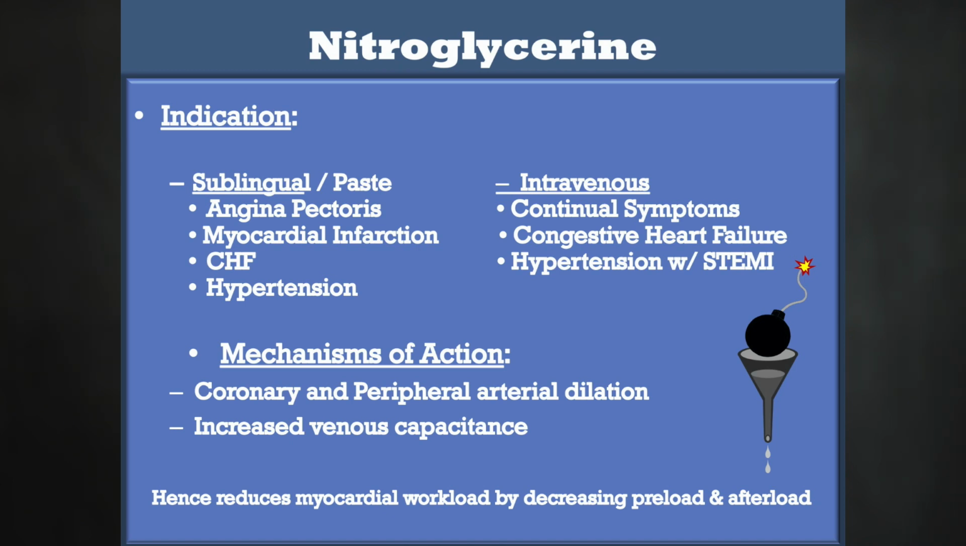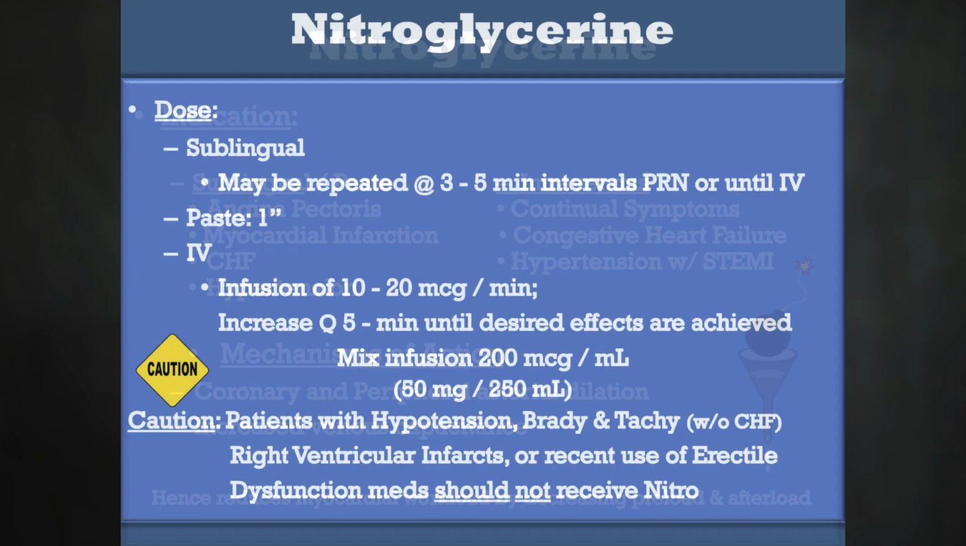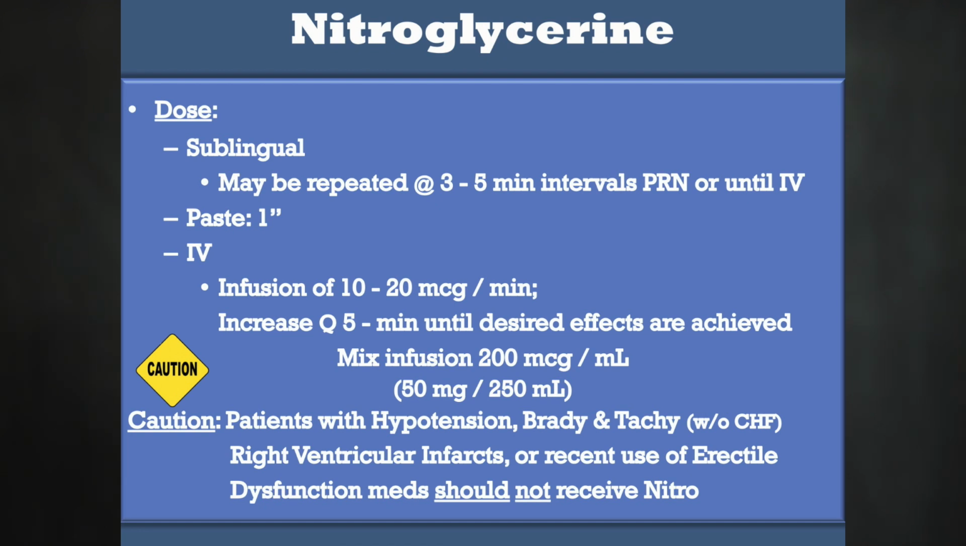We generally give the sublingual at 3 to 5 minute intervals, provided the blood pressure allows. And we do that up to about 3 times. Again, this will be physician preference. Paste is usually used at about a half inch to an inch at a time. And the infusions may be at higher doses of 10 to 20 mics per minute if you're using IV in your EMS system, your emergency department, or your cardiac floor. Obviously, you'll have a standard drip that you use for that.